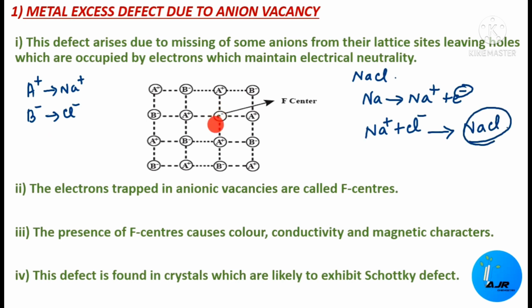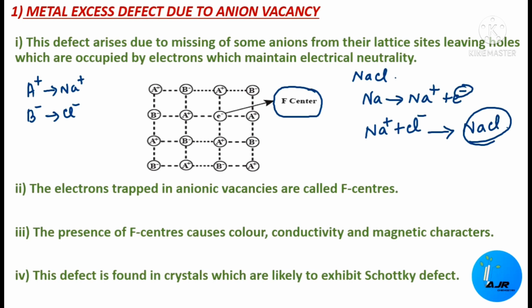In order to maintain electrical neutrality, when B minus moves away, a vacancy is created. The electron furnished by the sodium will diffuse inside the crystal and occupy the vacancy created by the Cl minus. Now this center, the trapped electron, is otherwise called the F center. Understood, students? This center is otherwise called the F center.